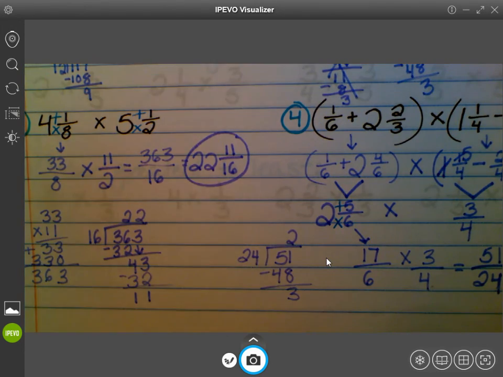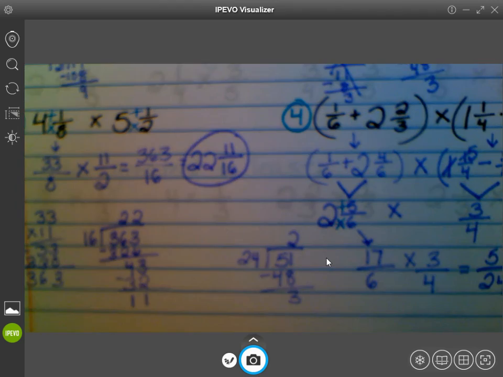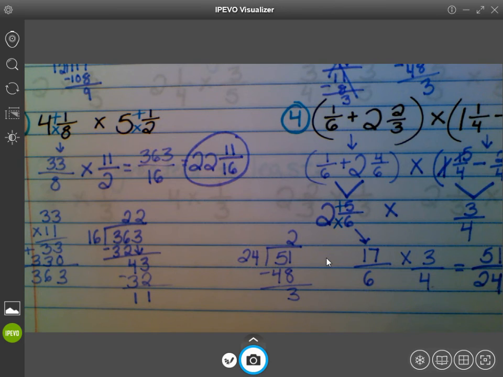Okay, homework tonight is page 497. I did not ask for you to start talking, Will. So we are on page 497. You are circling number 1, number 3, number 5, number 8, number 11, number 14, and number 17.